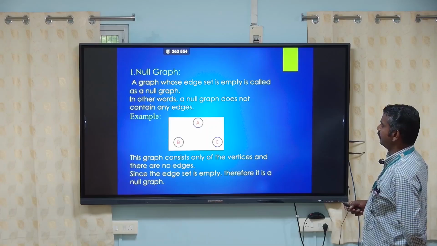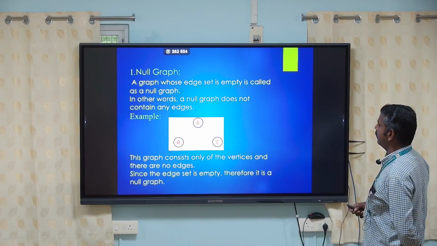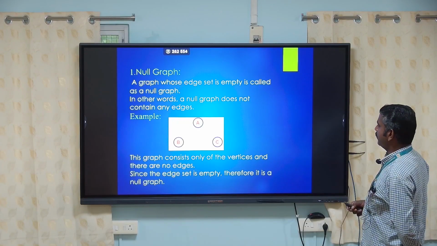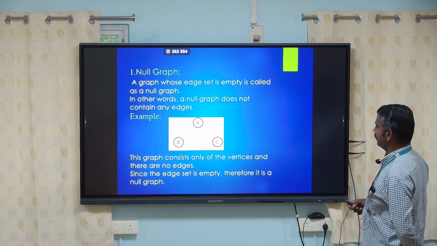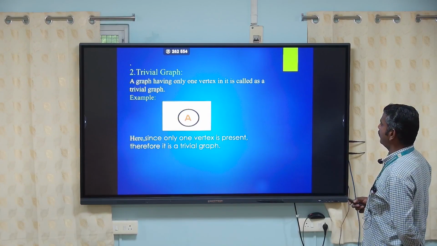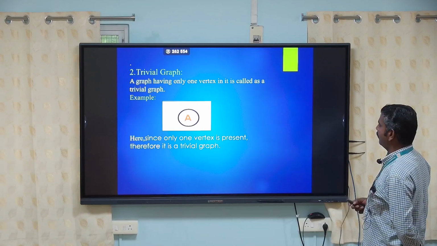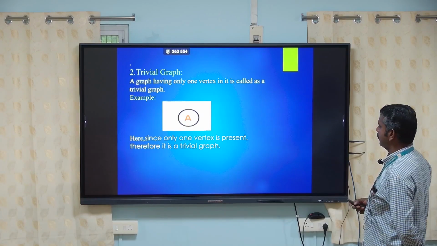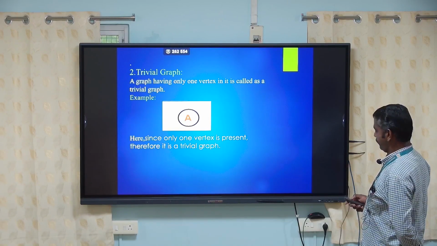First, null graph. A graph whose edge set is empty is called a null graph. In other words, a null graph does not contain any edges. For example, 3 points A, B, C are a disconnected graph. This graph consists only of the vertices and there are no edges. Since the edge set is empty, therefore it is a null graph. Trivial graph. A graph having only one vertex in it is called a trivial graph. For example, single vertex A. Here since only one vertex is present, therefore it is a trivial graph.